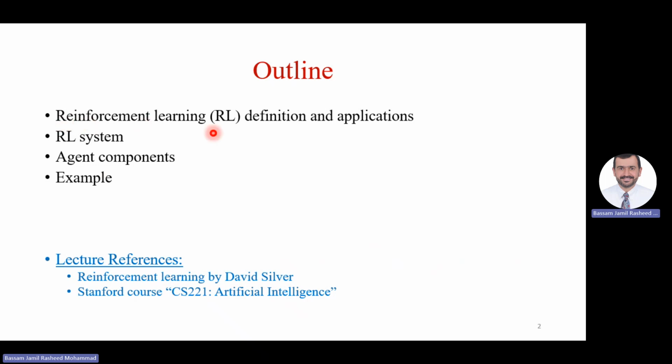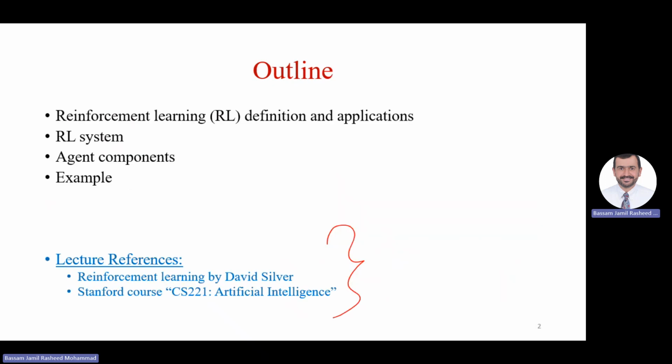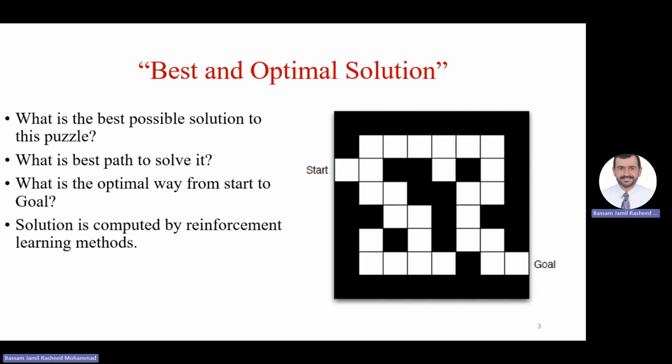So what is reinforcement learning? The definition, application. What is a reinforcement learning system? And we'll talk about the agent and the agent components. Okay, so if I may use a pen here. These are basically my references, along with the textbook. I probably should add the textbook that I used in this lecture.